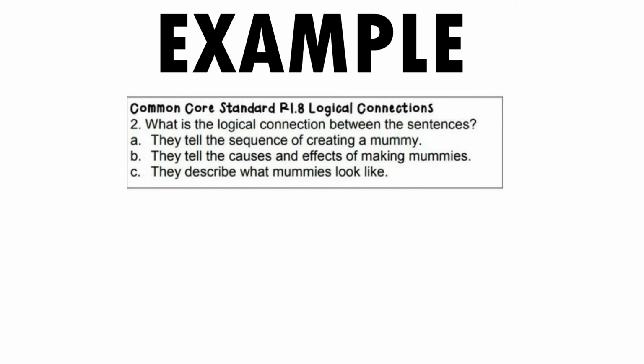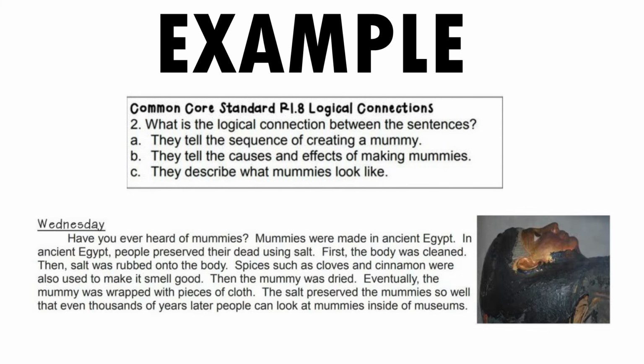Let's look at the passage to find our answer. I noticed that in the passage, a few keywords stand out, such as first, then, and eventually. These are sequence words. Since we are analyzing events in order, this passage follows a sequence text structure. Now that we know the text structure of the passage, let's answer the question.